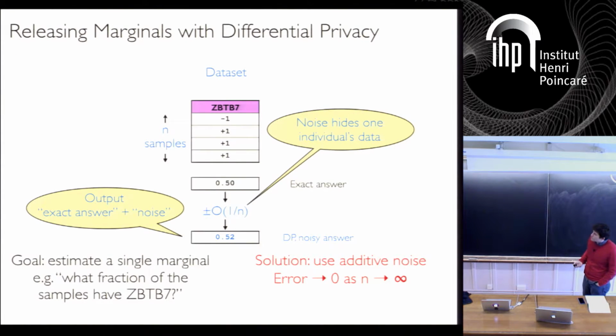Okay, so if you were at Adam's tutorial or many of the other differential privacy talks, you should have at least a general sense of how one would release marginals with differential privacy, but I'll review it just to set the parameters and the normalization.